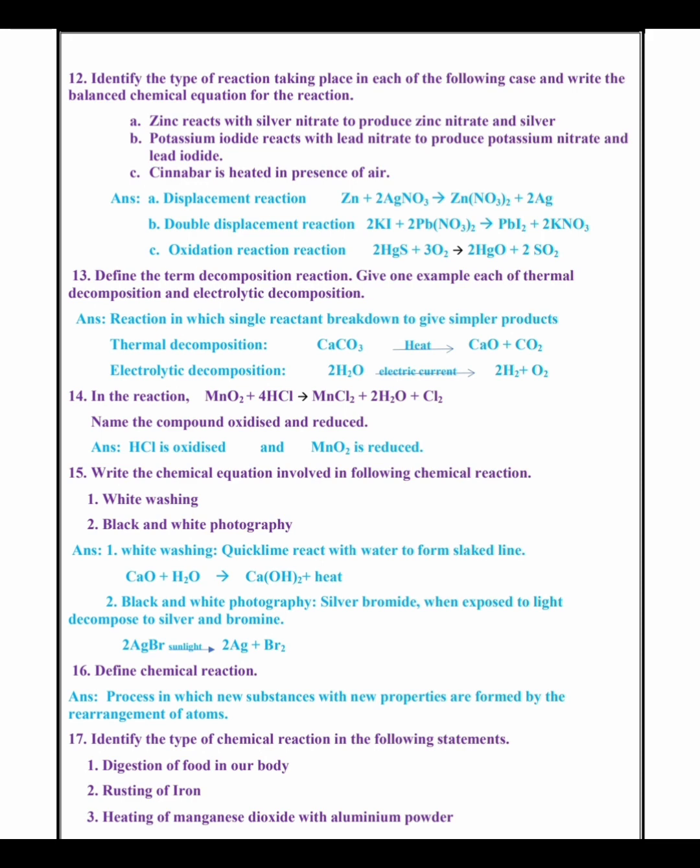So definition of decomposition reaction and some reactions, chemical equations, black and white photography, define chemical reaction. 17th, identify the type of chemical reaction in the following statements: digestion of the food in our body, rusting of iron, heating of manganese dioxide with aluminium powder.